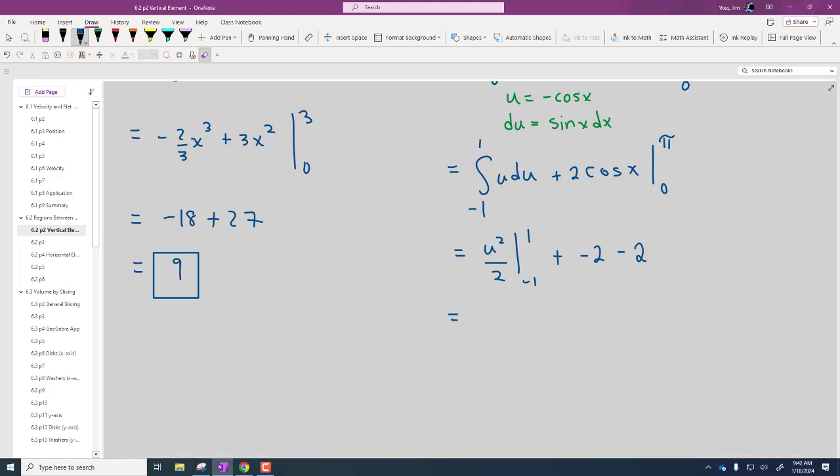So then this is going to be 1/2 minus what happens when we plug in the -1. So that's 1/2 minus 1/2, which is 0. And that's a -4 there. So we get -4. Something is wrong there, right? So we have a sign error somewhere.